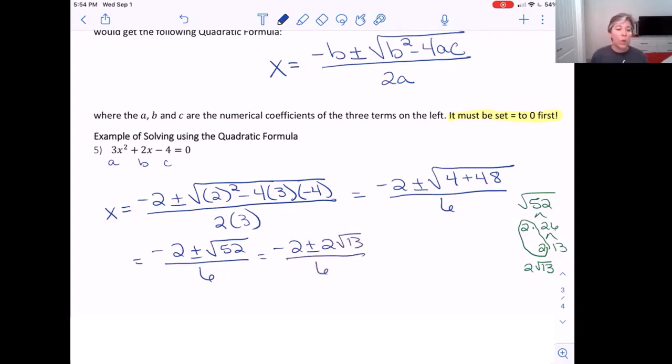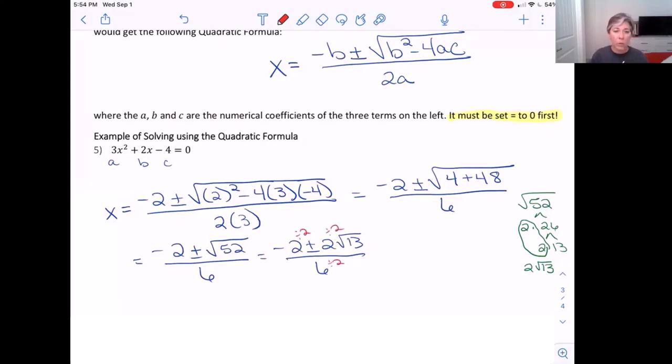It's at this point that we can reduce, but everybody has to get divided by the same value. In other words, we have a 2 plus or minus a 2 over a 6. All three of those outside values can be divided by 2. So divide this guy by 2, divide this guy by 2, divide this guy by 2.